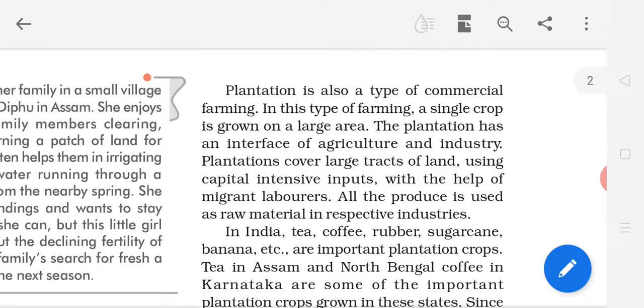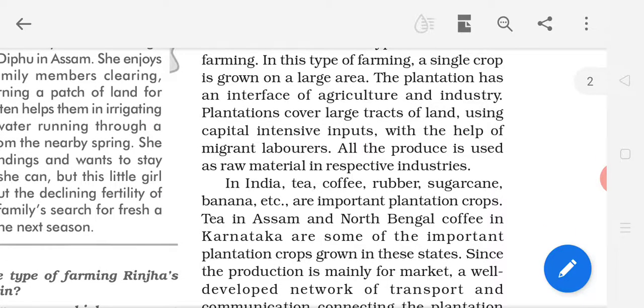In this type of farming, means in plantation, a single crop is grown on a large area. The plantation has an interconnection of agriculture and industry. Means plantation is, we can say, interlinked with whom? With agriculture as well as industry. Plantations cover large tracts of land. So where the plantation is done, it requires large areas using capital intensive inputs, so more inputs, with the help of migrant laborers. So for plantation it requires laborers, also more laborers.